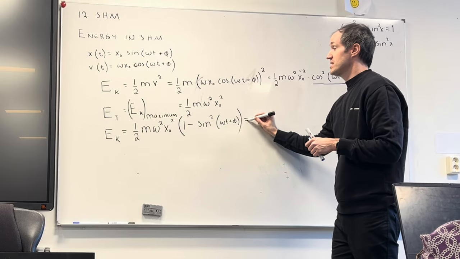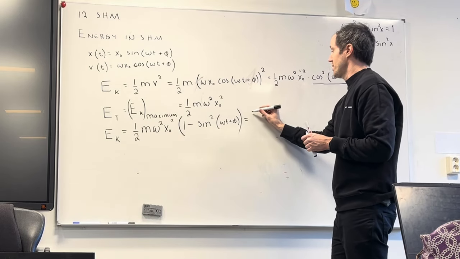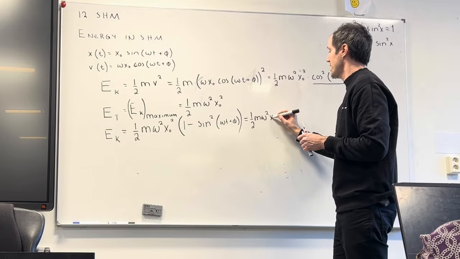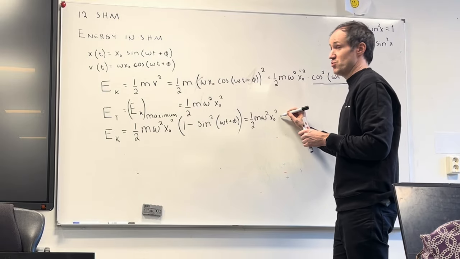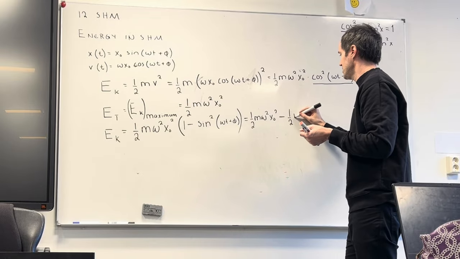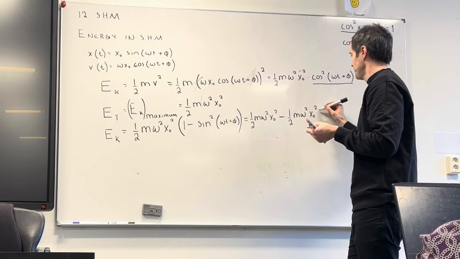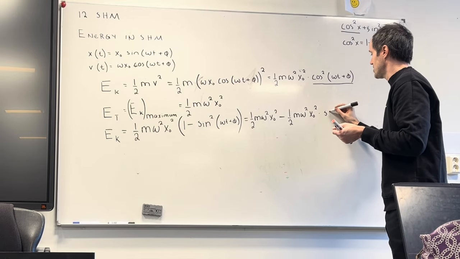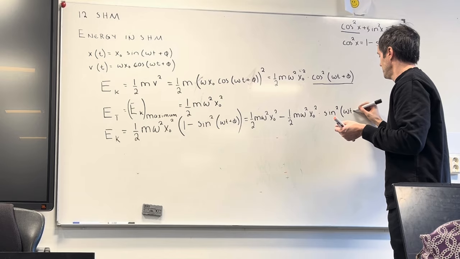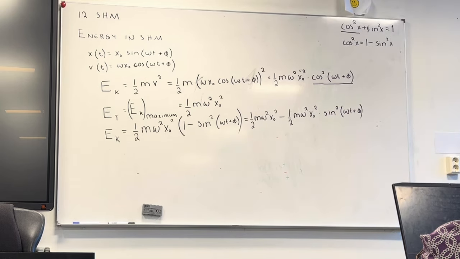Then I start multiplying this one into my equation. So now I can write this as 1/2 times mass times omega squared times x0 squared times 1. That's just leave it there. And then I have 1/2 times mass omega squared x0 squared times sine squared omega t plus, there. I just multiply that into it.